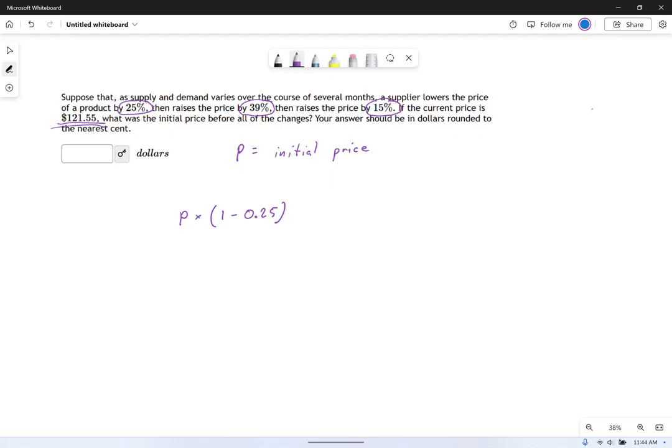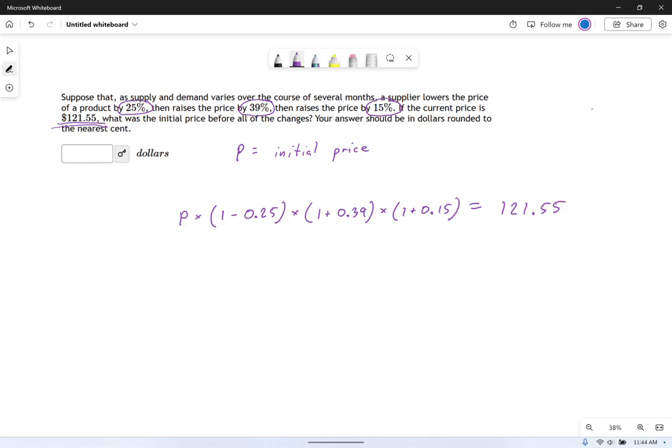That's my 25% cut. Then the next change to the price was a raise by 39%. So it's going to be 1 plus 0.39. Then the next change to the price is another raise, this time by only 15%. So there we go. And what that equals after all these changes are done is $121.55.